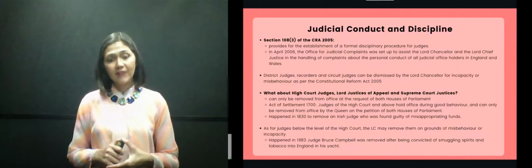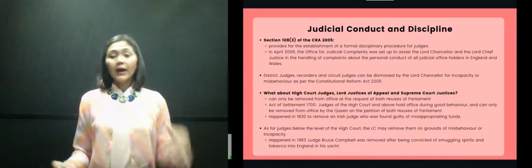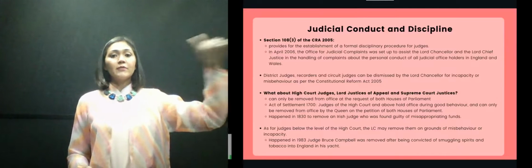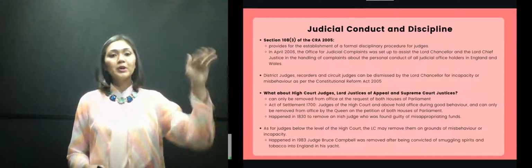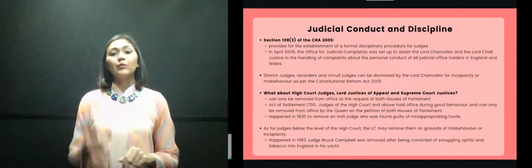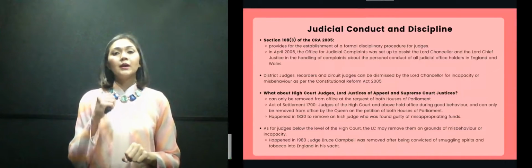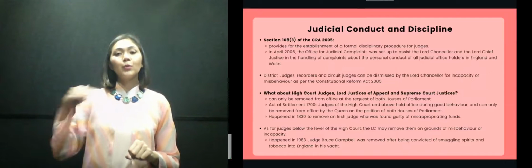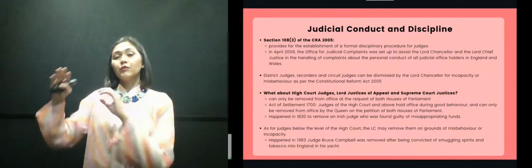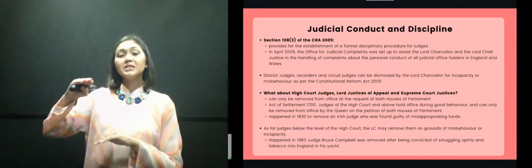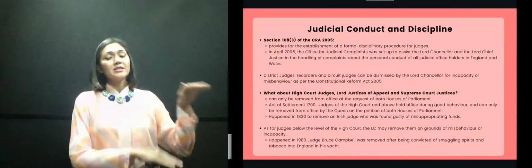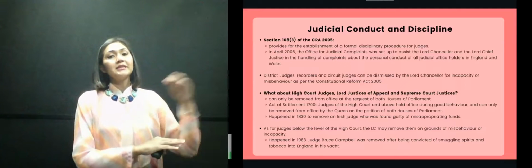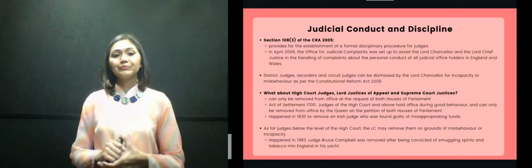CRA 2005. What about High Court judges, Lord Justices of Appeal, and Supreme Court Justices? The judges that sit in the superior courts can be removed once the decision has been approved by both houses of Parliament. So superior judges can be dismissed by both houses of Parliament, whereas those who sit in inferior courts can be dismissed by the Lord Chancellor.